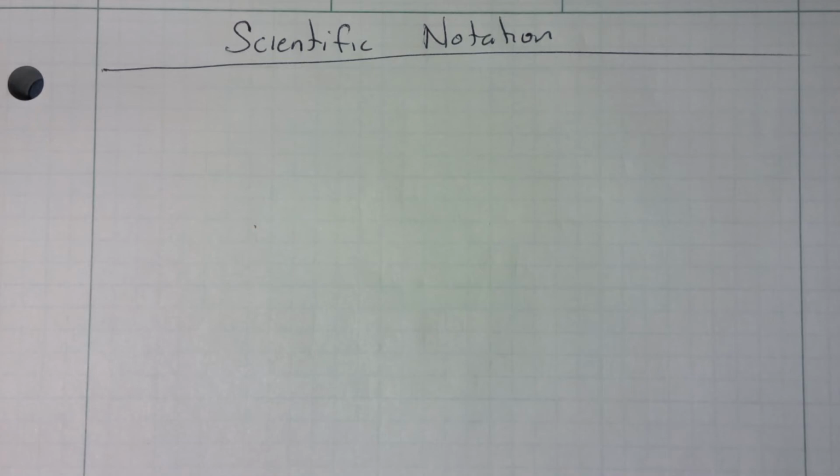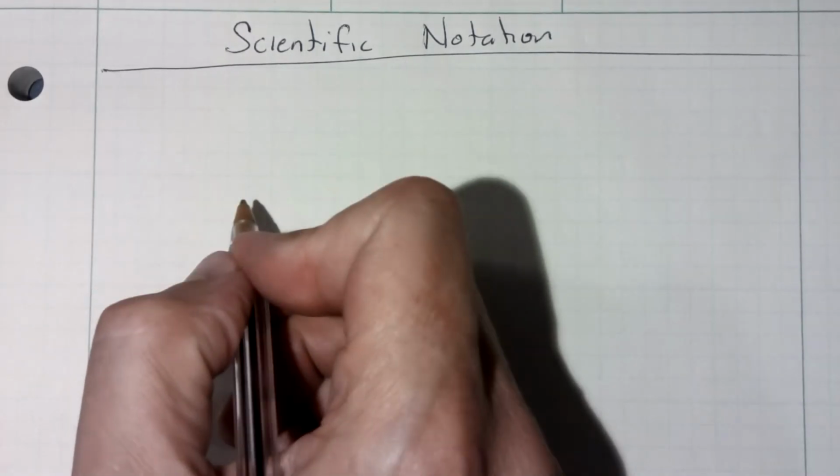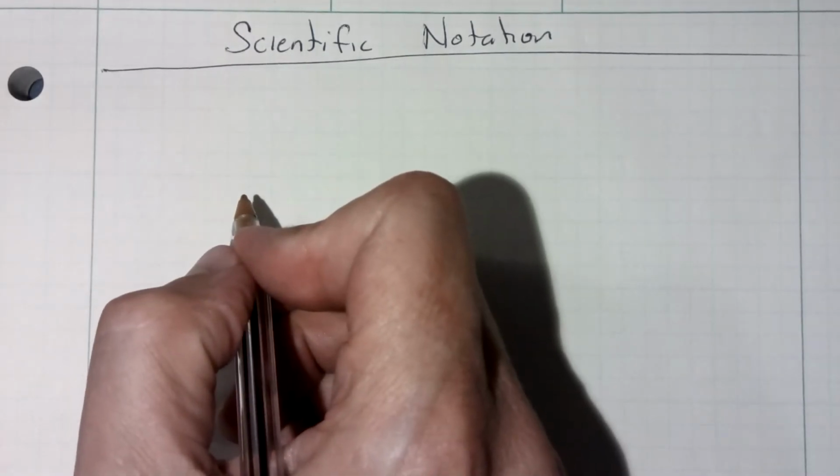Today's lesson is on scientific notation. Now, scientific notation uses the properties of exponents, which we've had in the past, but let's do a quick review on the difference between a positive exponent and a negative exponent.